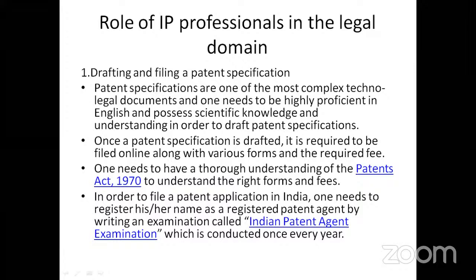Now, in order to file a patent application in India, one needs to register, as we already discussed. It should be filed by a patent agent.